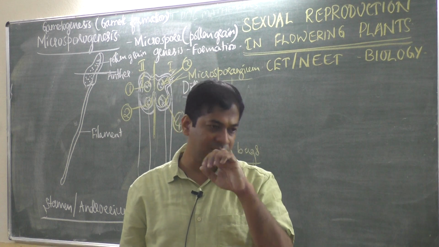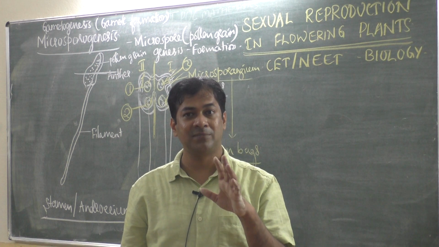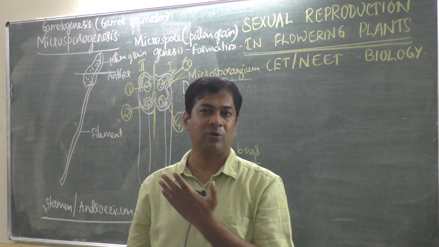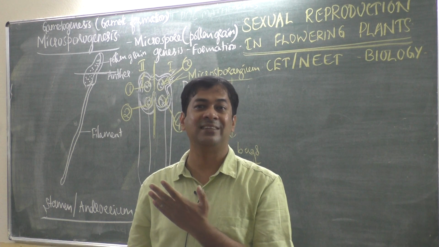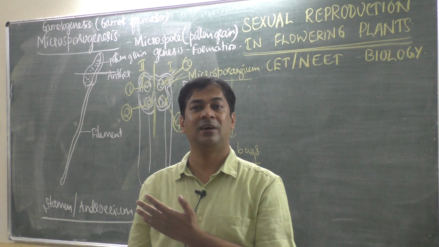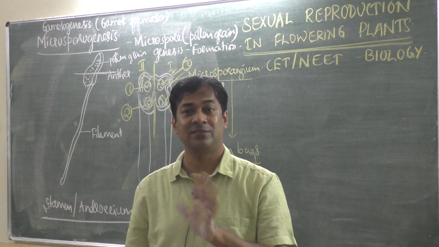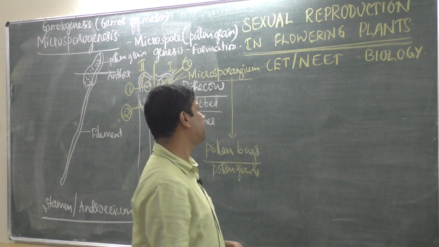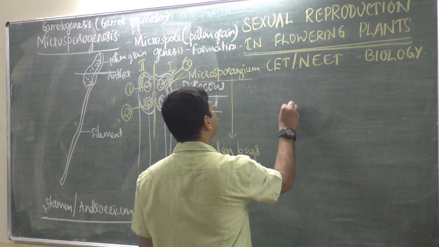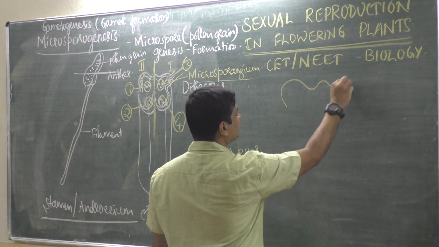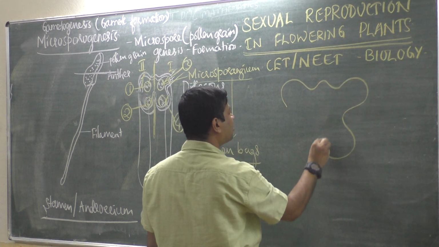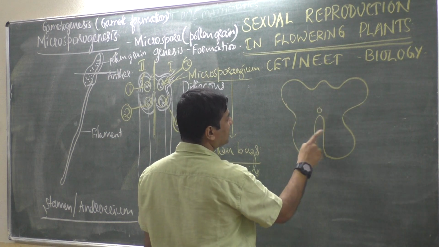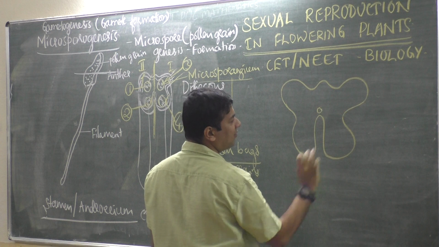Sometimes students get confused. In the exam, sometimes they ask you to draw a neat labelled diagram of a transverse section of a young anther. Sometimes they ask for a mature anther, which is not the same diagram. There are two different diagrams. If they ask for a young anther, you have to draw the structure which is closed. There is no opening anywhere.